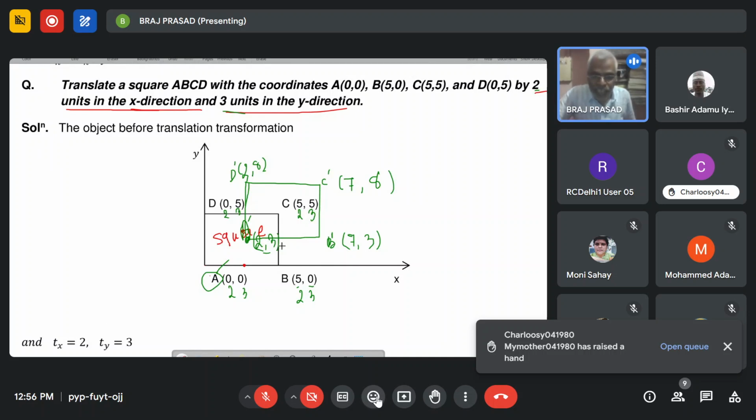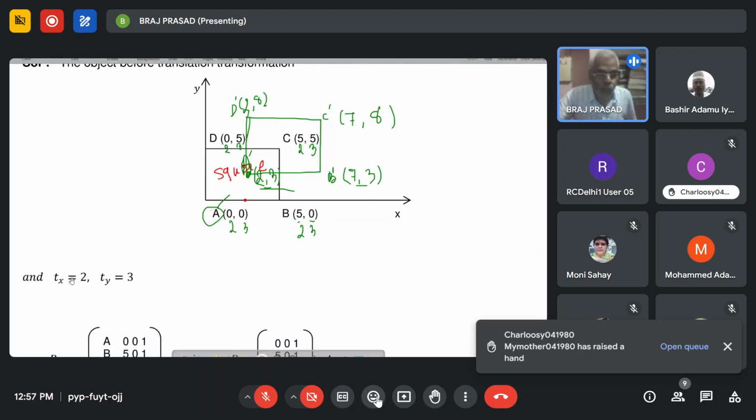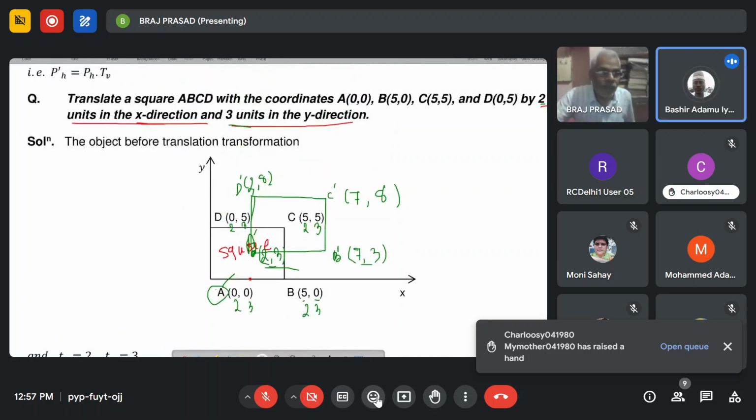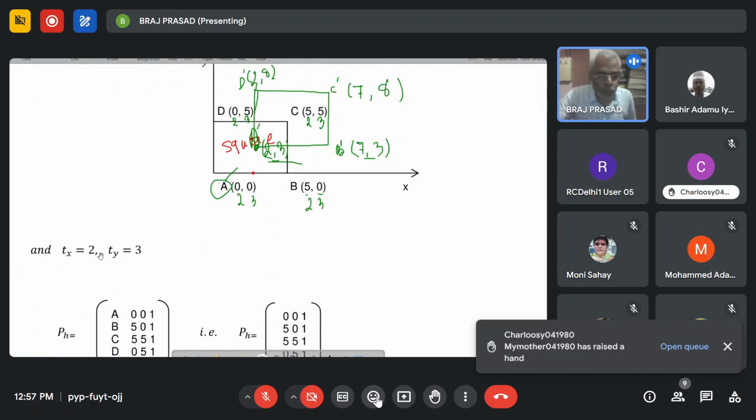Now we will find the coordinates of all these A dash, B dash, C dash, D dash by using the above formula. Here tx is 2 by the question. From the question, 2 units in x direction, that is tx equal to 2, and 3 units in y direction, that is ty equal to 3. It is given in our question. So the value of tx equal to 2 and the value of ty equal to 3.